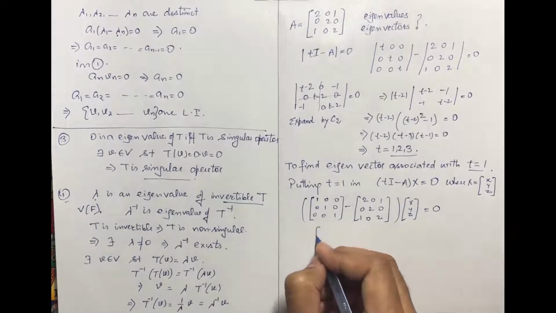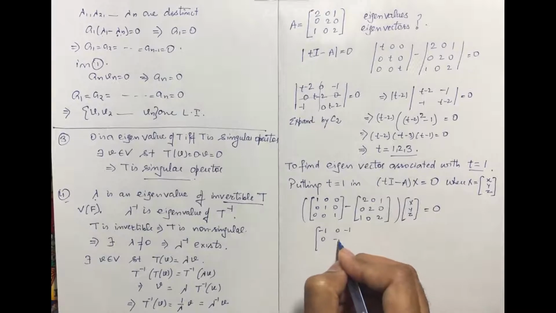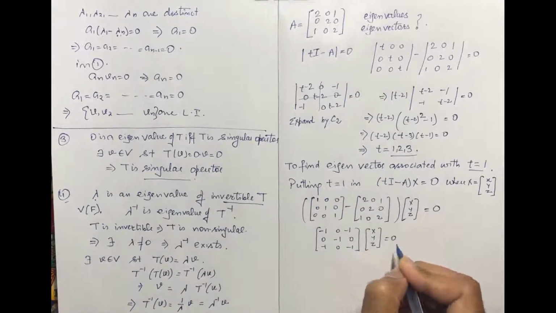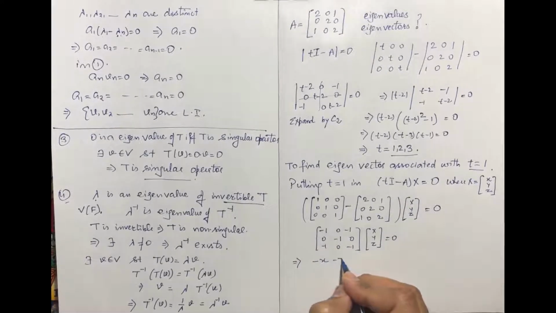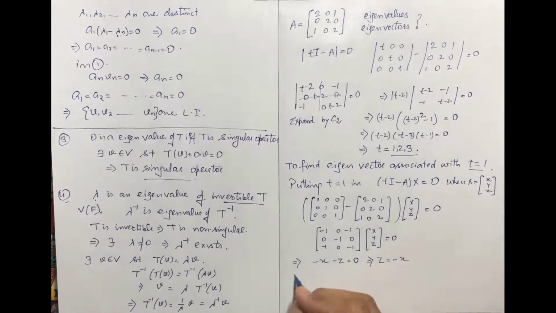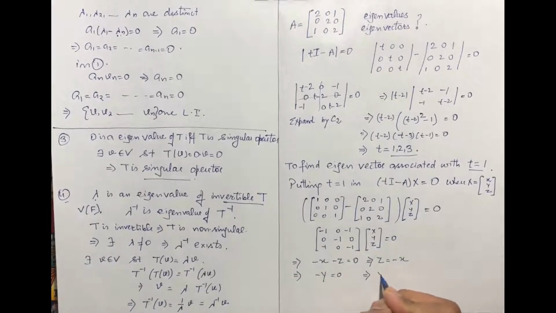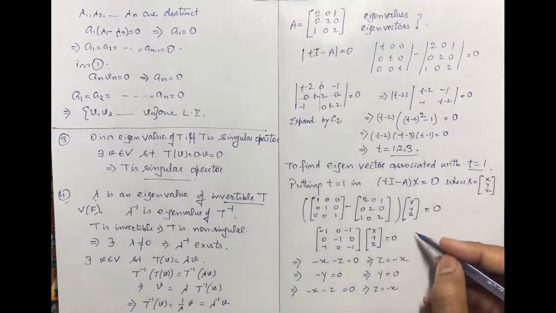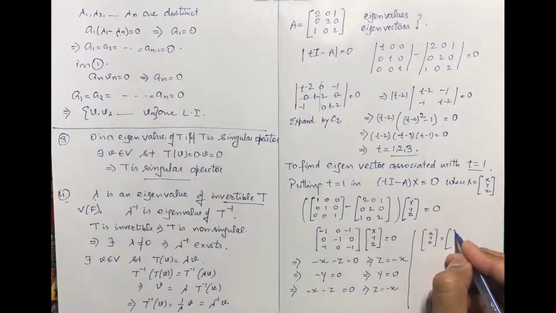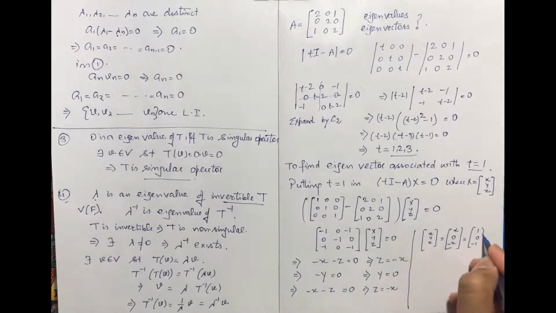So we are left with minus 1 0 minus 1, 0 minus 1 0, minus 1 0 minus 1 times x y z. Multiplying these two matrices, we get minus x minus z equal to 0, which further implies z is equal to minus x. From the second term we get minus y equal to 0, which implies y equal to 0. And from the third term we get minus x minus z equal to 0, which is again z is equal to minus x. Now to get the eigenvector, we rewrite x, y, z, substituting x as x, y as 0, z as minus x, which is (1 0 minus 1) times x.